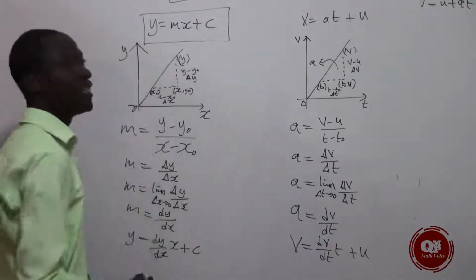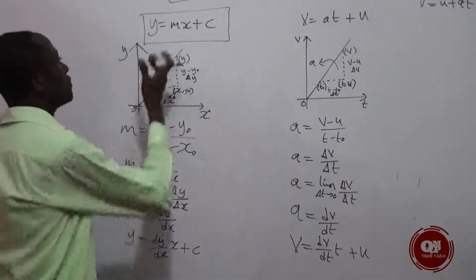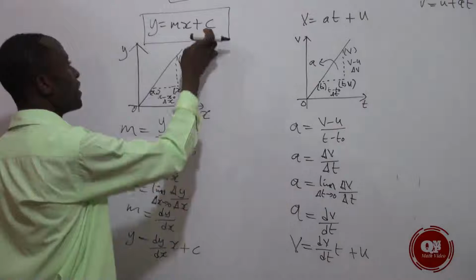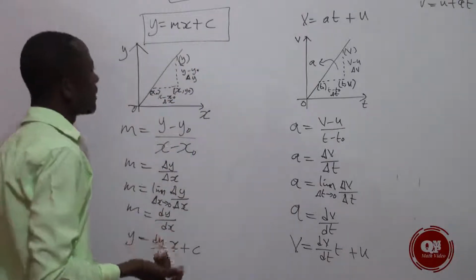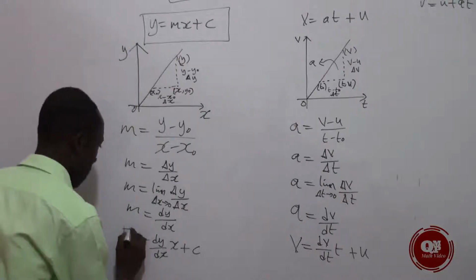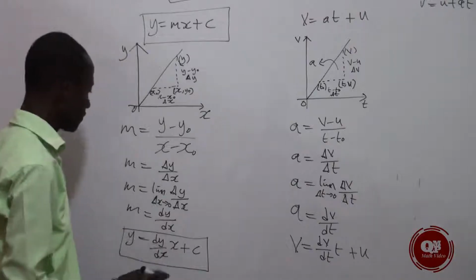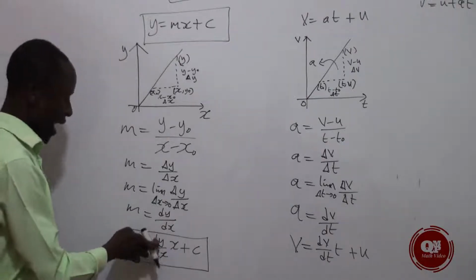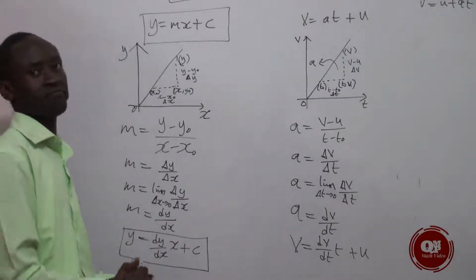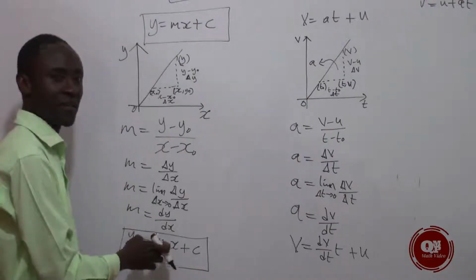We have this to be the equation of a line. The y represents the y-axis, the x represents the x-axis. We know the m to be the gradient, and then we know the c also to be the y-intercept. Okay, fine. Now we have written it in a different form. This, the dy dx, is what we call the derivative. Yes, the dy dx is what we call derivative.